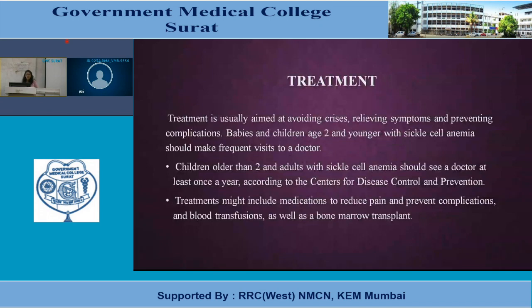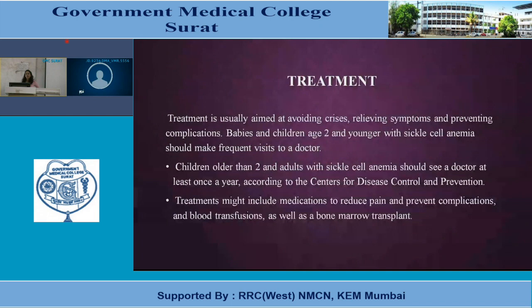Babies and children aged 2 and younger with sickle cell anemia should make frequent visits to the doctor, and children older than 2 and adults with sickle cell anemia should be seen at least once a year according to the Centers for Disease Control and Prevention for their routine follow-up. The treatments might include medication to reduce pain and prevent complications, blood transfusion, as well as bone marrow transplant.